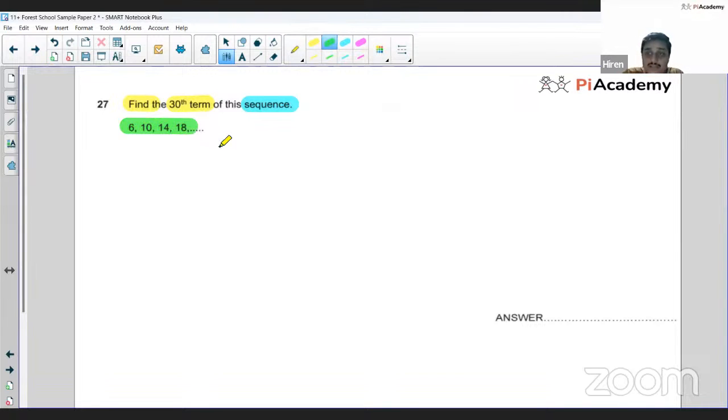So these are just four numbers. We are looking for the 30th term, okay? It means you have to tell me what number will be there in this sequence whose position is the 30th. Yes, everyone, try to do this question. Very good, Akila. If you are using the exact same method, that is good. Now solve this question, everyone.